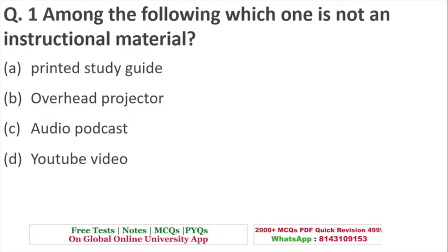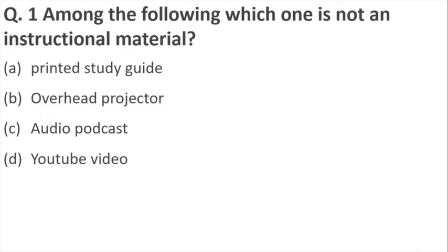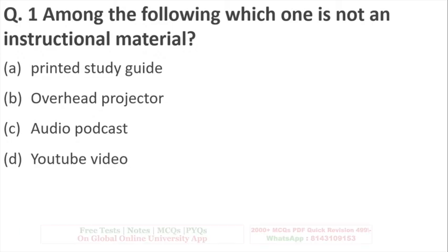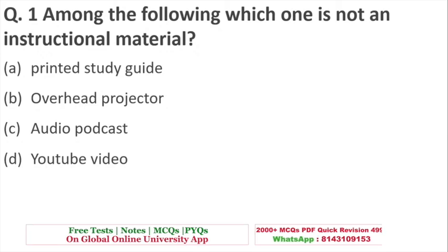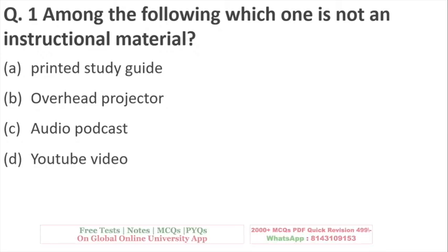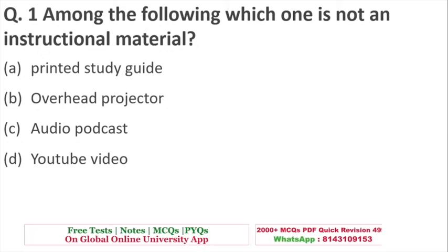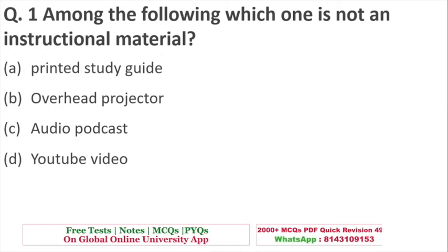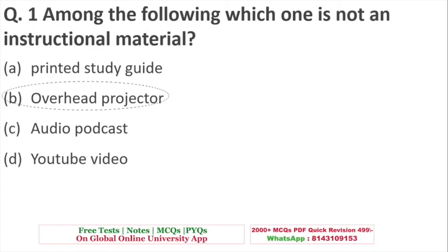So the first question is, among the following, which one is not an instructional material? Printed study guide, overhead projector, audio podcast, or YouTube video? The right answer to this question is overhead projector. Option B.